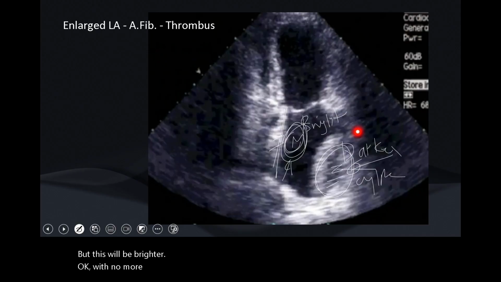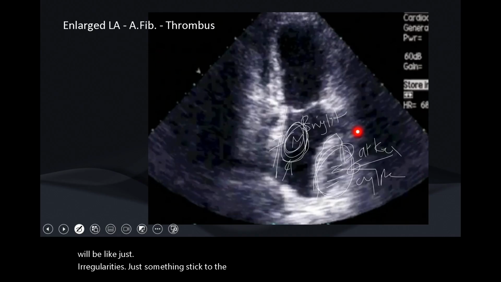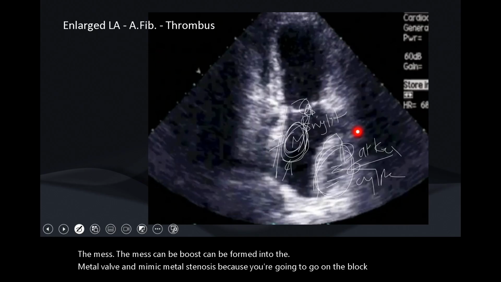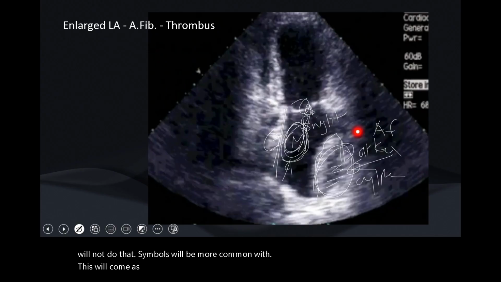The mass will have a smooth, lobulated surface. This one will be just irregular. It is just something stuck to the wall. The mass can be pushed, can fall into the mitral valve and mimic mitral stenosis because it's going to block the passage. Thrombus will not do that. Thrombus will be more common with atrial fibrillation. The mass will come more with something congenital.